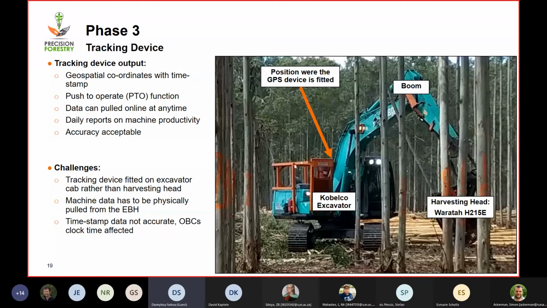Firstly, the tracking device is fitted on the excavator cab rather than on the harvesting head, so we are not getting a GPS position for each individual tree. The second challenge is that the machine data still has to be physically pulled from the excavator-based harvester, and we're struggling a bit with the timestamp accuracy on the onboard computer systems. This happens when the machine is being isolated or has been stopped for a long period of time.